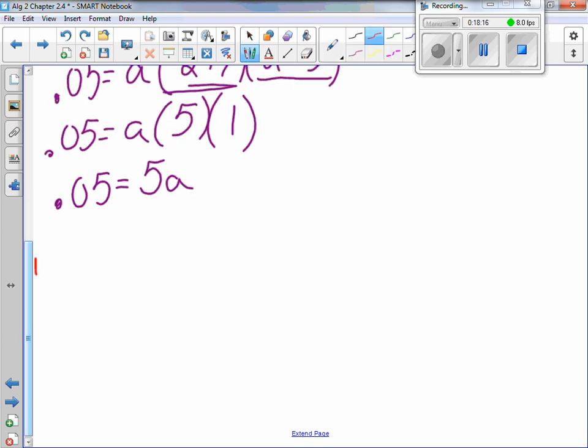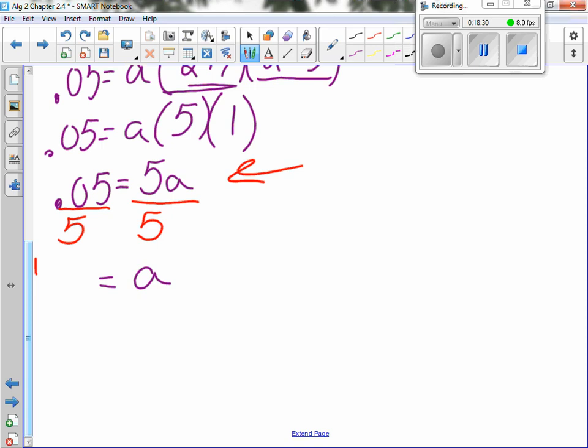Any questions on how we got to this point here? Now, what do we need to do to get A by itself? We're going to divide both sides by 5 to get A by itself, because 5A divided by 5 will reduce to just A. Now we need to do 0.05 divided by 5. You can plug this into a calculator, and it will solve this.